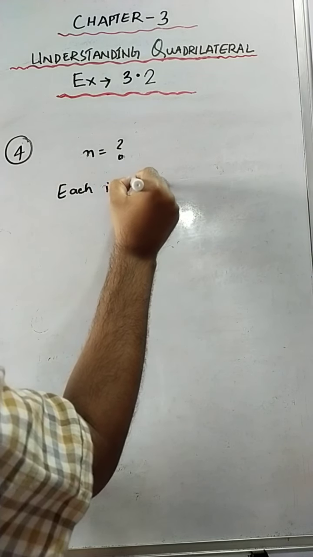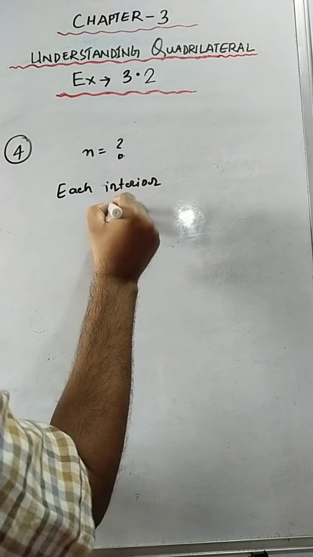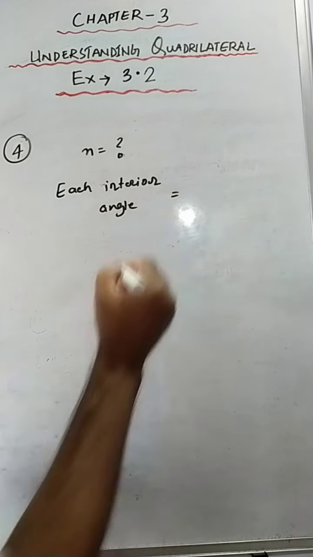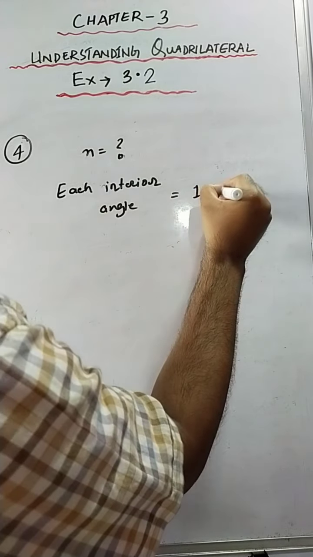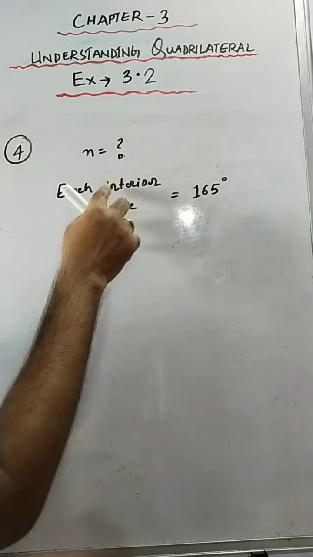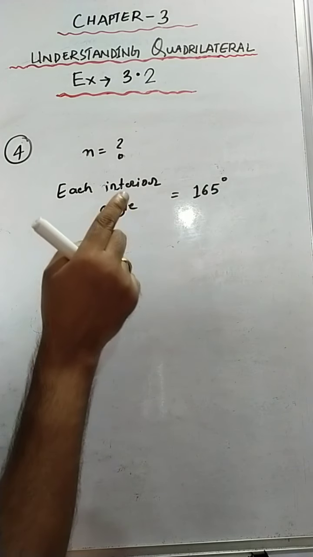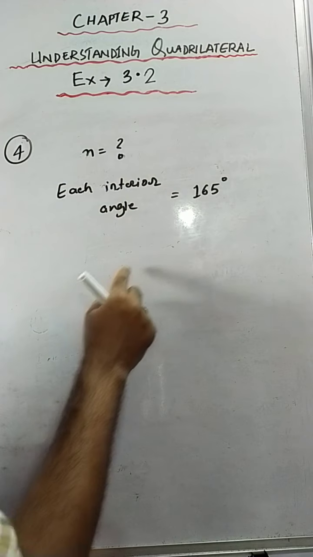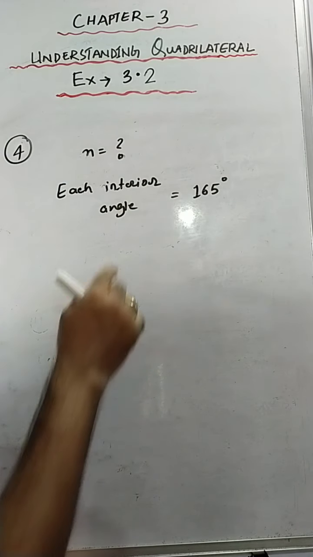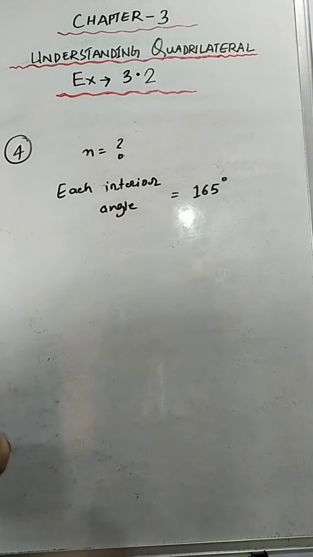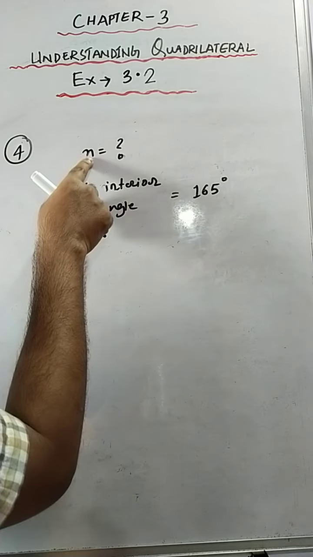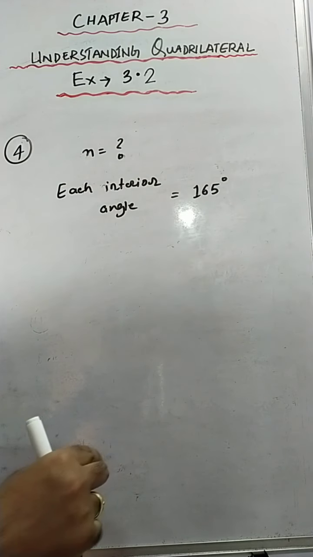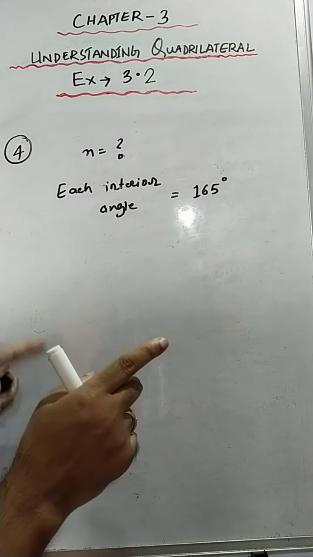Each interior angle is given what? 165 degree. Not exterior angle, students, because according to the formula number of sides is equal to what? 360 by each exterior angle, but here it is given each interior angle. So to get the value of number of sides, you have to first find out what? Each exterior angle.